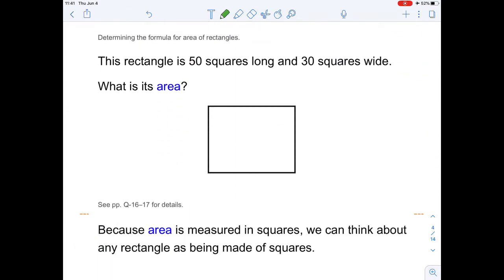Now, the rectangles that you may be dealing with may not necessarily be on graph paper. You may just be told that it is 50 squares long, 30 squares wide, and then asked what its area is. So same thing, you would take area is length times width. So we would simply do 50 times 30. And if you remember the little shortcut, 5 times 3 is 15. There is a 0 here and a 0 here. So your total area would be 1,500.